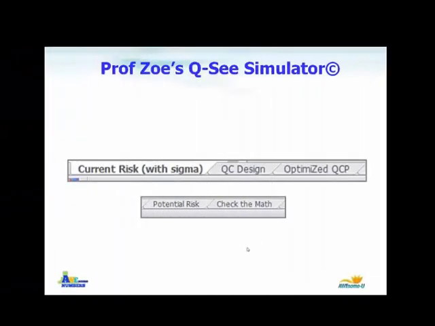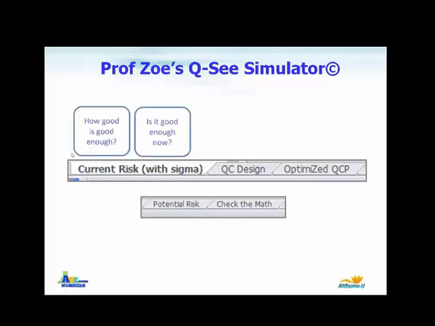This is actually a re-recording of Prof Zoe's QC simulator. I want to make this a little slower and clearer than what we did in the original webinar. We're going to go through the objectives of the webinar, this time with real numbers and with visuals. Tab 1 on current risk answers the questions, how good is good enough? And is the method good enough now?